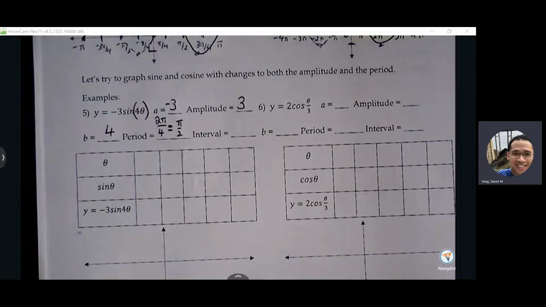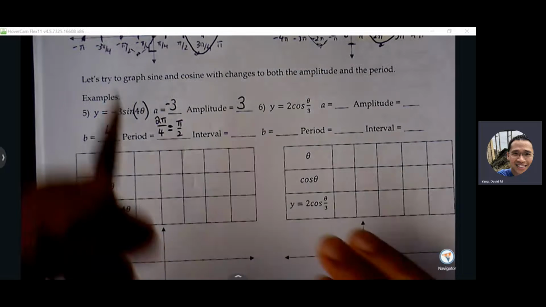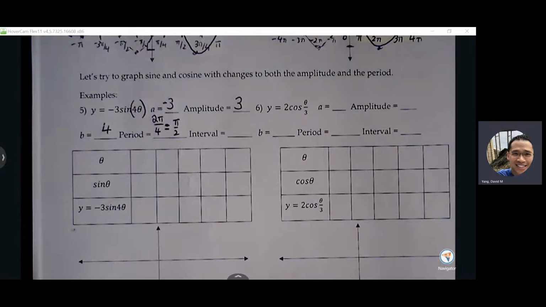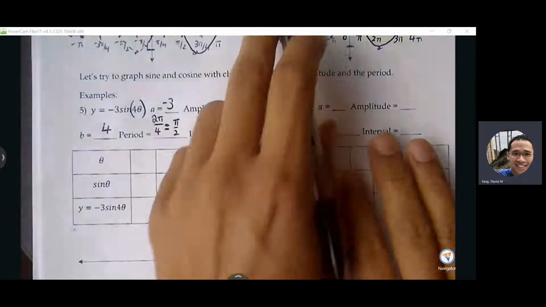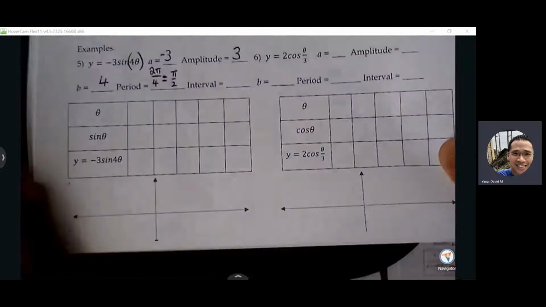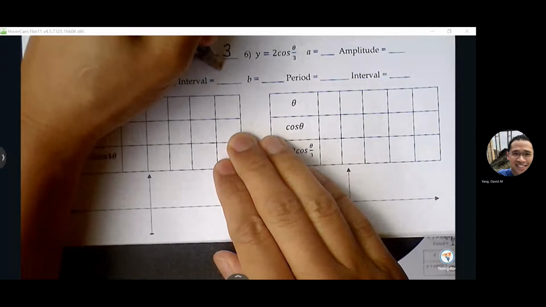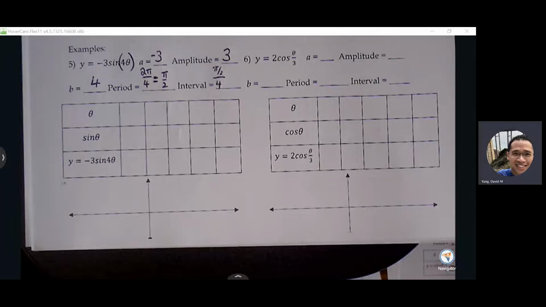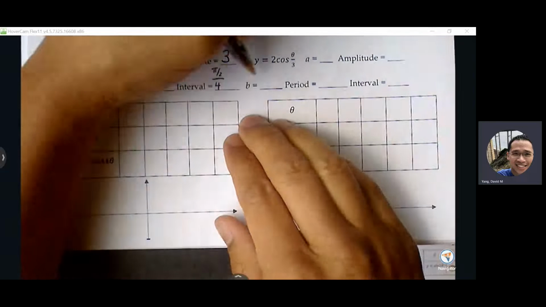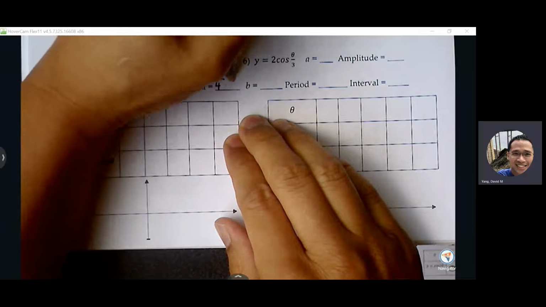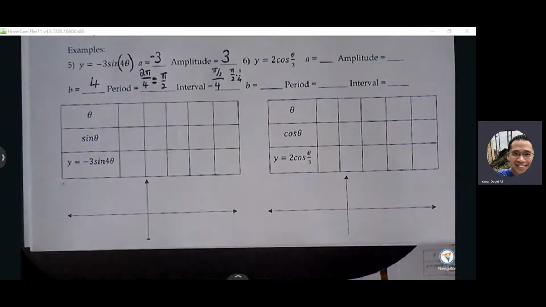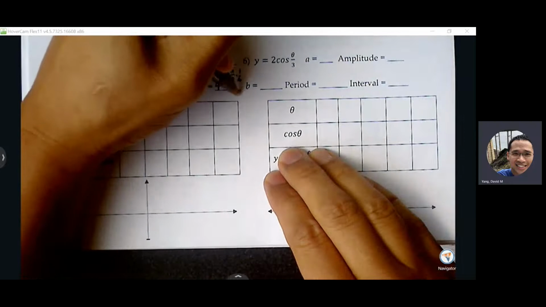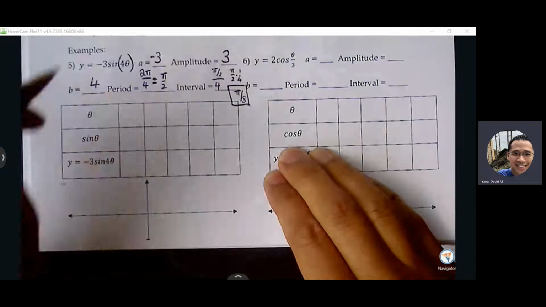But that's the full length of the period. We still have to do what? We still got to split it up into 4 separate parts, right, so that we can plot all the points that we need. So how do we do that? So we take our new period, pi over 2, divided by 4. Now, think of it this way. Dividing by 4 is the same thing as multiplying by 1/4. So if I force that 4 up as 1/4, what's pi over 2 times 1/4? Pi over 8. Okay, so that's my interval.